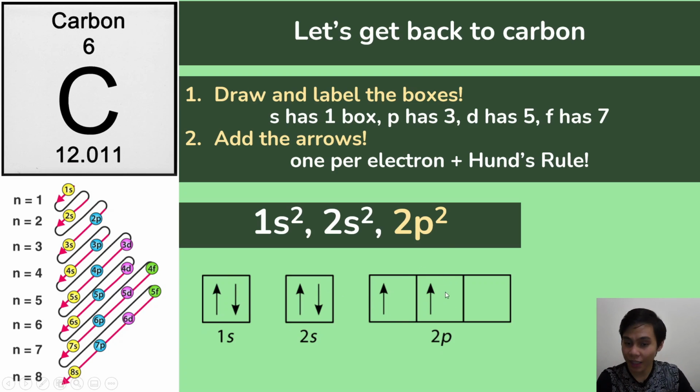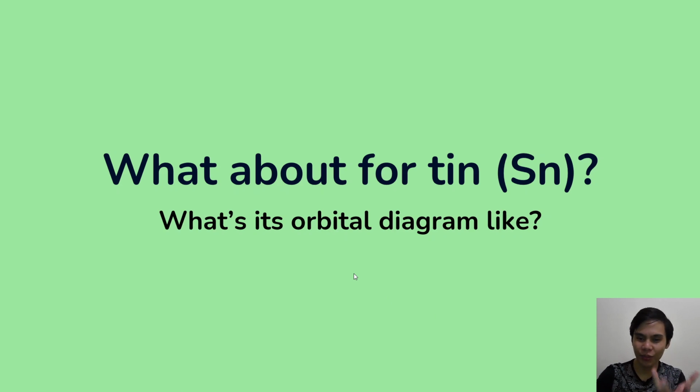And for your 2p, again, we have 2 electrons. Based on Hund's rule, we fill it up with up arrows first for each box. So 1 and then 2. We no longer have to add any more arrows because that's your 2 electrons right here. If we add all the arrows together, 1, 2, 3, 4, 5, 6, we have these 6 electrons of carbon already. So this is the orbital diagram of carbon. Very simple. What about for tin, the 50 electron one?